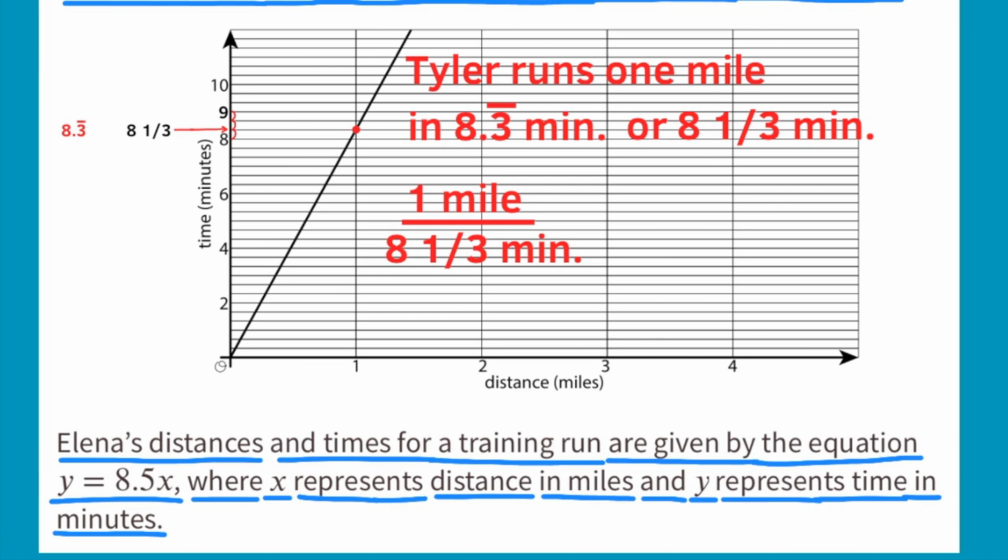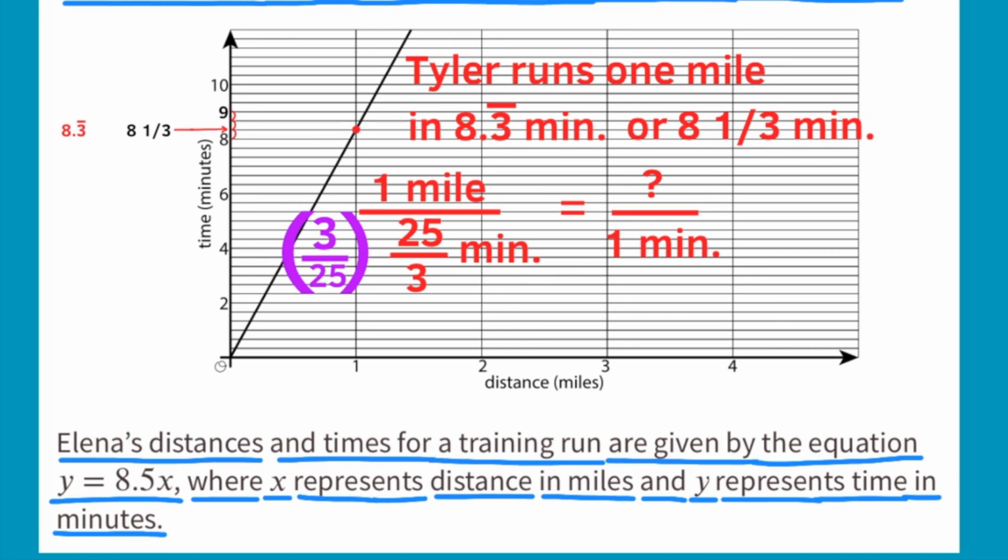8 1/3 minutes is equivalent to 25/3 of a minute, so he can run 1 mile in 25/3 of a minute. We're going to use this information to see how far he runs in just 1 minute. 25/3 times its reciprocal, 3/25, equals 1. Since we multiplied the minutes by 3/25, we need to multiply the miles by 3/25. And 1 mile times 3/25 equals 3/25. So he can run 3/25 of a mile in 1 minute.